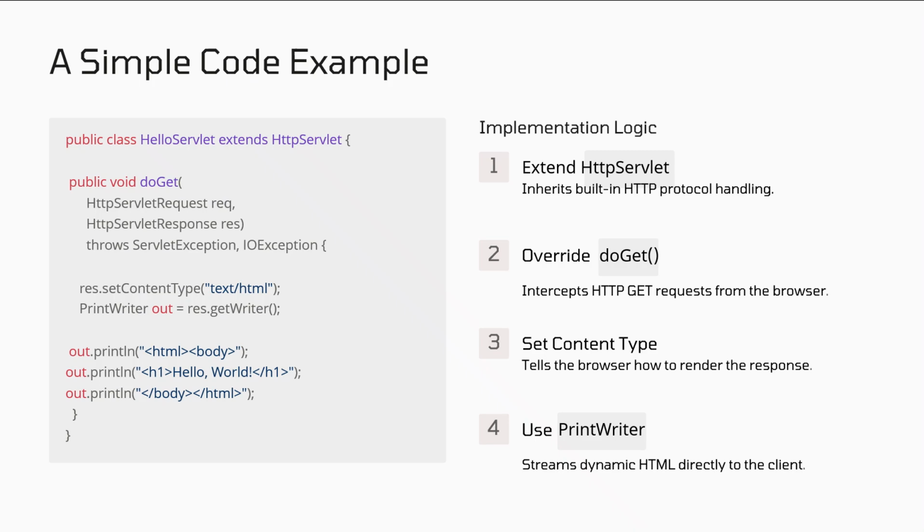This is a simple example of a servlet program. We create a class that extends HttpServlet to handle HTTP requests. The doGet method is overridden to process client requests. We set the content type to HTML so the browser knows how to display it. Then we use PrintWriter to send output back to the client. In this example, it simply displays hello world on the browser. This shows how a servlet receives a request and sends a response using basic code.